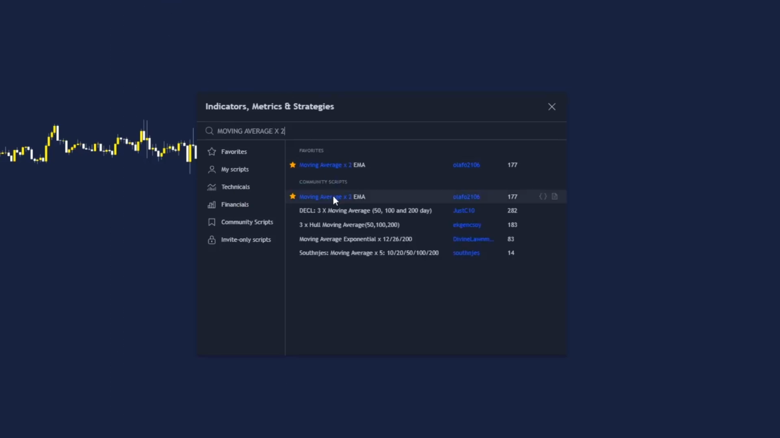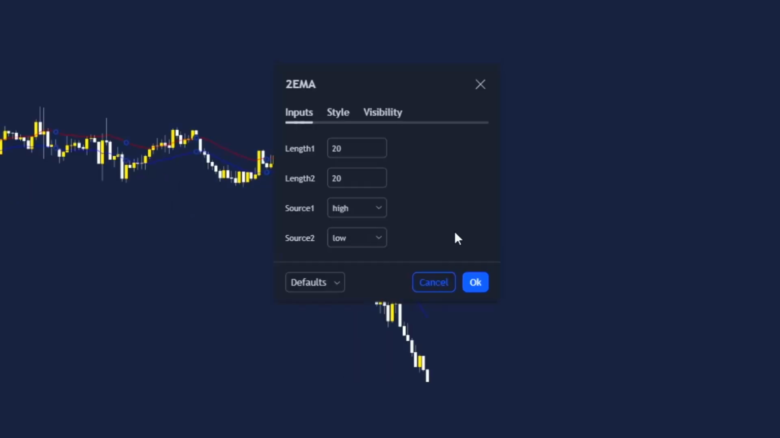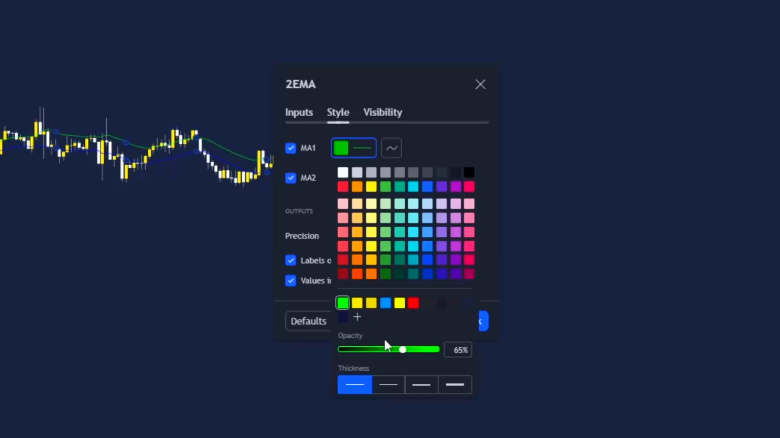Once it's added, double click on it to open the settings. We are going to be setting both of the moving averages lengths to 20. Set source 1 to high and set source 2 to low. This will mark the moving averages at the highs and lows based on the previous period. I have also changed the color and made the lines more visible.